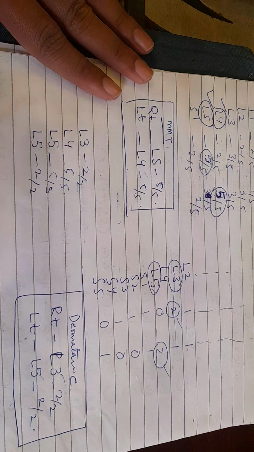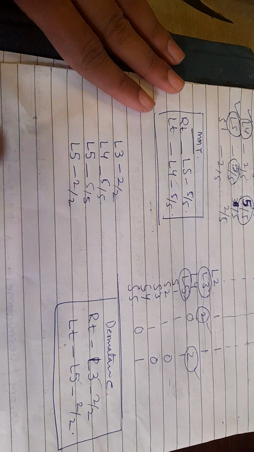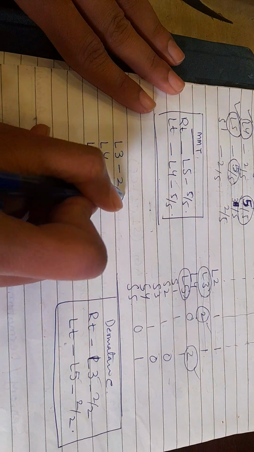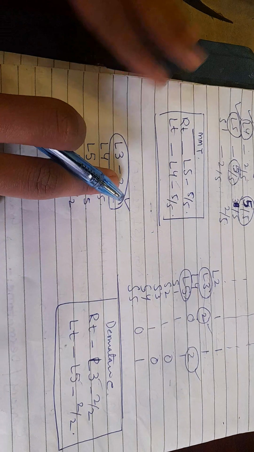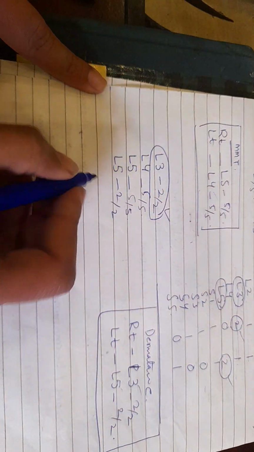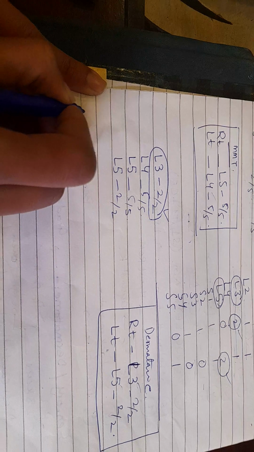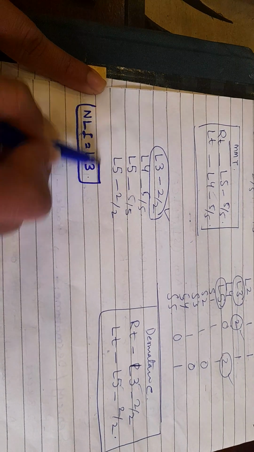Okay, so now for determining the overall neurological level, you have to pick out what? The most cephalic level. So here you have the most cephalic level. So it means that L3 is your answer. Okay, so you can write it down that L3 is your overall neurological level of injury. So this is your correct answer.